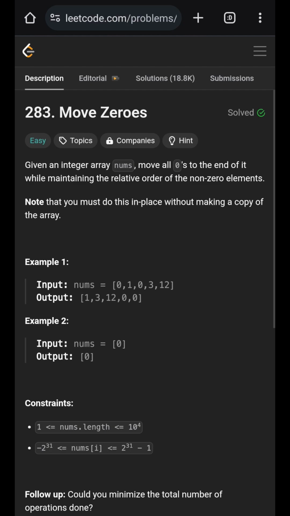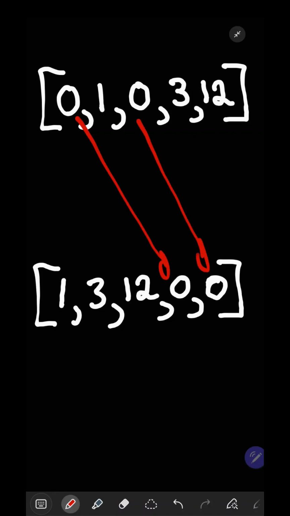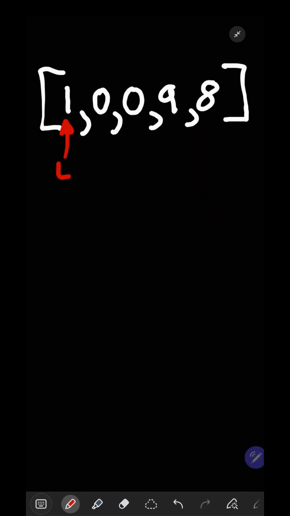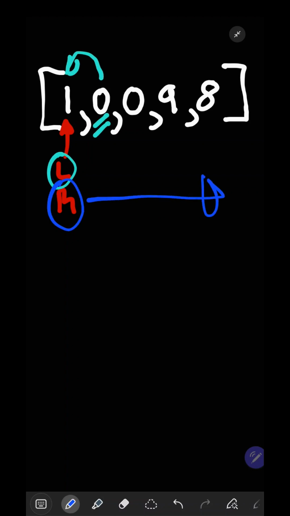Move zeros. We want to move all the zeros to the end, while maintaining the relative order of the other elements. We will have two pointers at the start of the list.